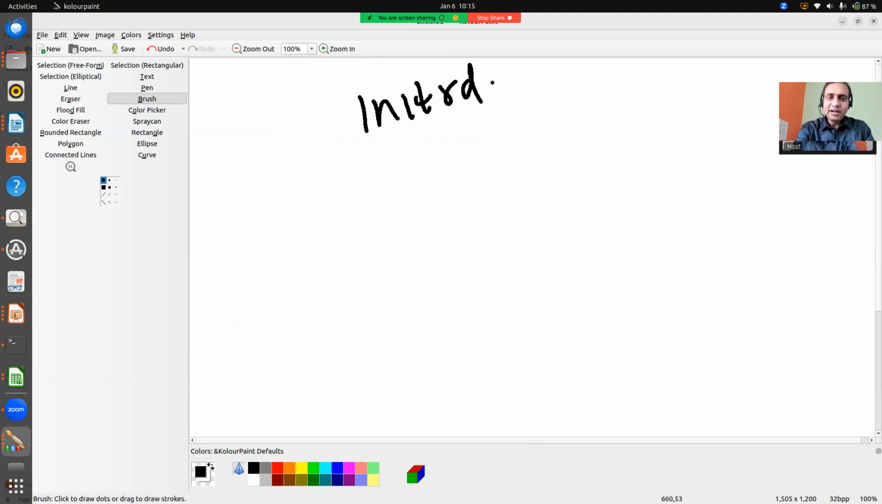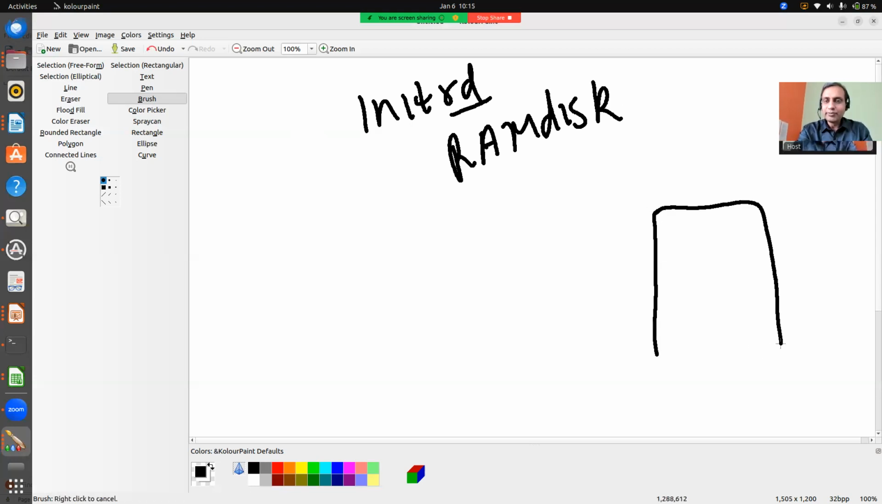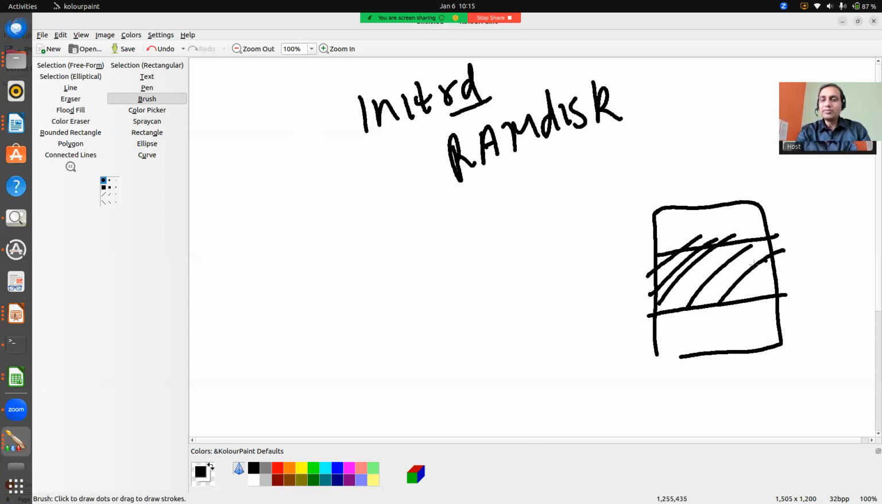Again, in initrd, this RD stands for RAM disk. So again, the fundamental is the same. Some portion of the RAM, you will be using as if it's a disk. So the concept remains the same: some portion of the RAM you will be using as if it's a disk over here.